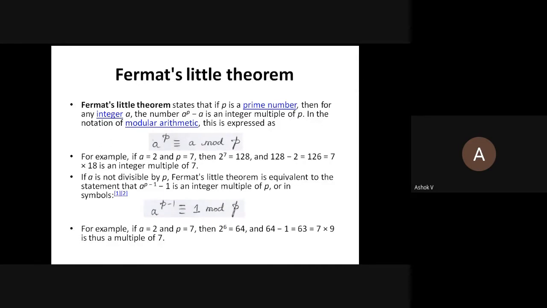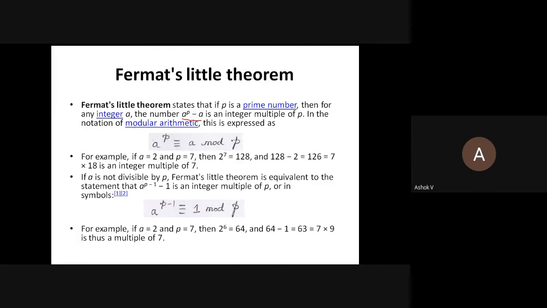Okay, so what he stated means Fermat's little theorem. He stated that if p is a prime number, then for any integer a, the number a^p minus a is an integer multiple of p. It is expressed in modular arithmetic as a^p is congruent to a mod p.